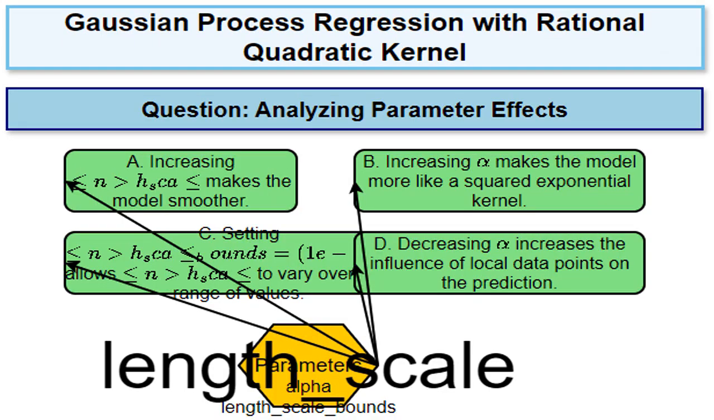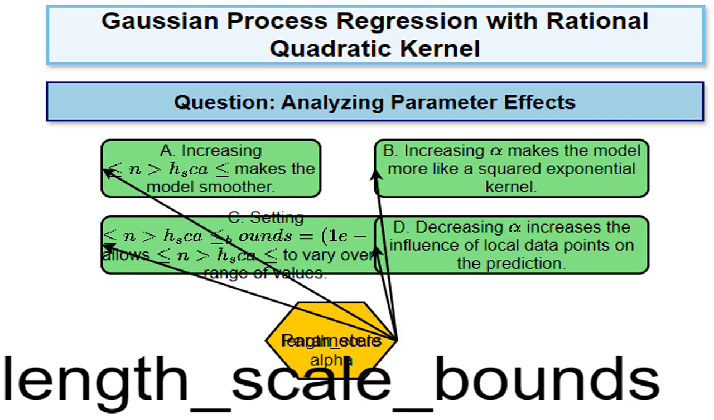This parameter, alpha, acts like a switch between two types of curves. As alpha gets really big, the curve becomes like a squared exponential kernel, very smooth and predictable. But as alpha decreases, it behaves more like a Matern kernel that prioritizes nearby data points, leading to a more irregular curve. I think of it as a blend between two personalities.